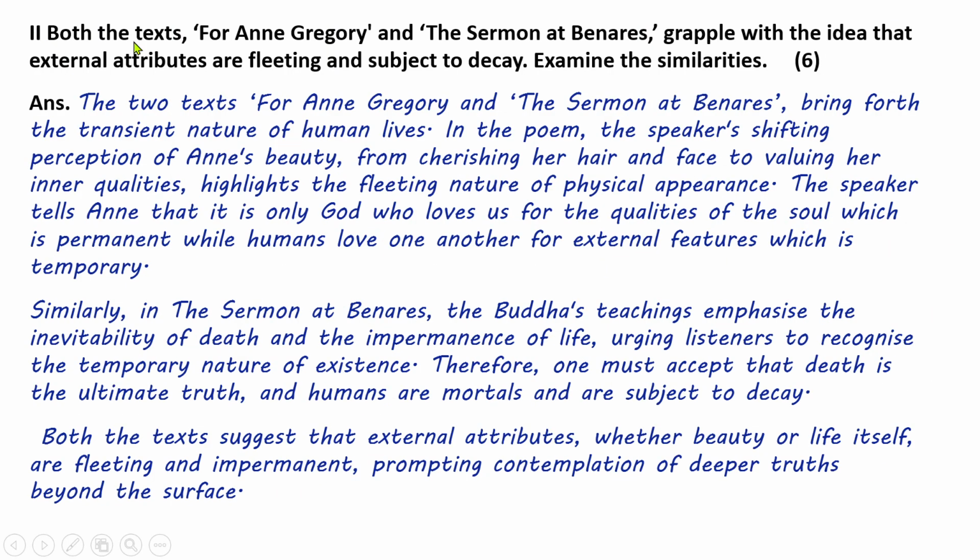Question 2. Both the texts, For Anne Gregory and Sermon at Benares, grapple with the idea that external attributes are fleeting and subject to decay. Examine the similarities. So we'll have to see how they are similar. We can say the 2 extracts, For Anne Gregory and Sermon at Benares, bring forth the transient nature of human lives. In the poem, the speaker's shifting perceptions of Anne's beauty, from cherishing her hair and face to valuing her inner qualities, highlights the fleeting nature of physical appearance.